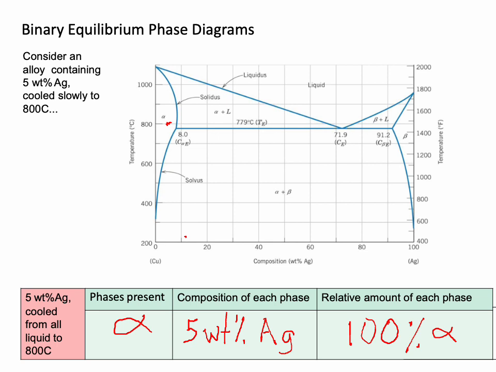Notice that I've got my answer to the question of composition in terms of the x-axis. My answer to relative amounts is just percent. Okay, so that's at 800 degrees, and I've cooled slowly from all liquid.